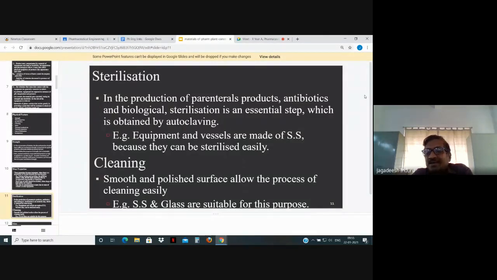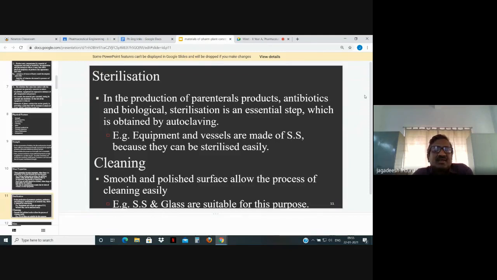Another important parameter we need to consider is cleaning. Generally, disposable ware is a concept now to prevent cross contamination, but it makes the product very costly. The reason is we are using it once and throwing it, and it is adding a burden to the environment also. So for that purpose, we use an equipment or a vessel or an accessory which can be cleaned, so that the same equipment or material or part can be used repeatedly.